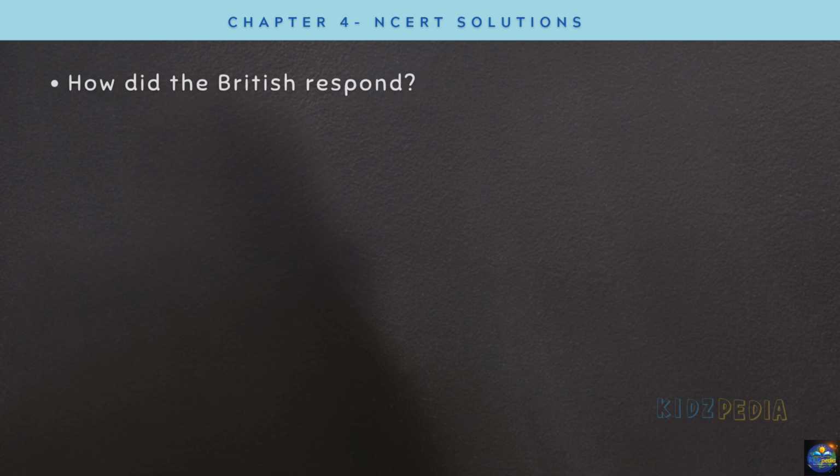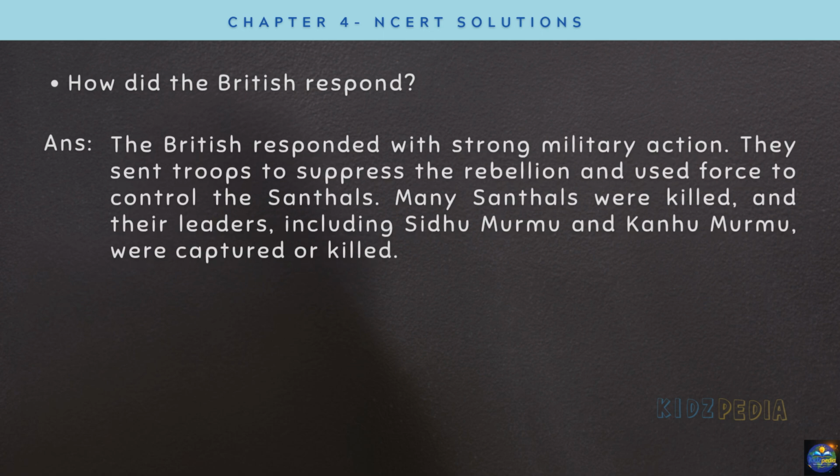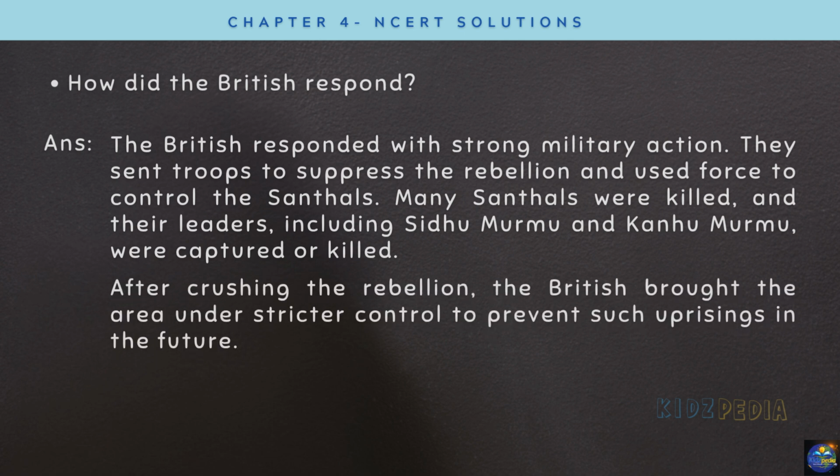How did the British respond? So here you need to explain what the British did when the resistance movement happened. Did they try to stop it with soldiers, punish the people, make new laws, or negotiate with the leaders? Here the British responded with strong military action. They sent troops to suppress the rebellion and used force to control the Santals. Many Santals were killed and their leaders including Sidhu Murmu and Kanhu Murmu were captured or killed. After crushing the rebellion, the British brought the area under stricter control to prevent such uprisings in the future.